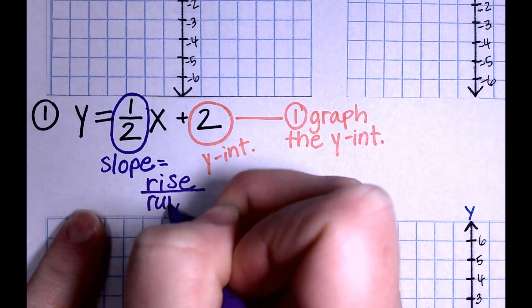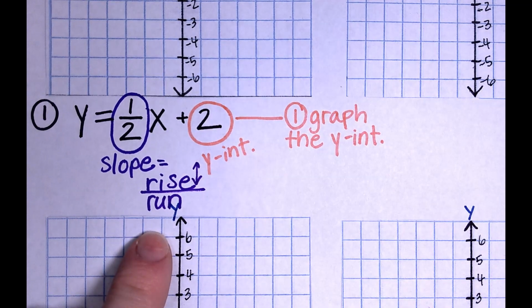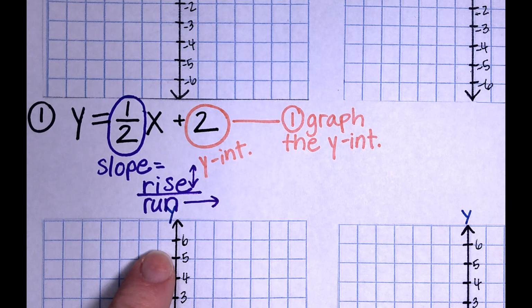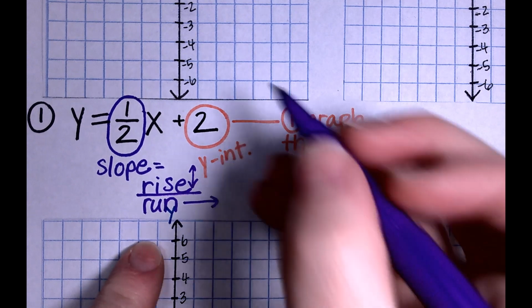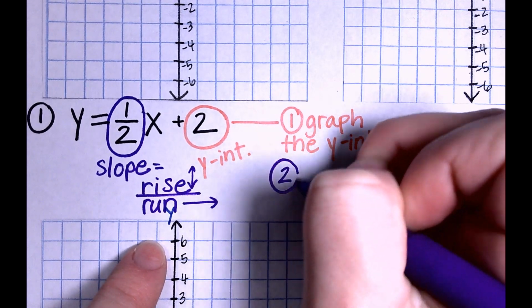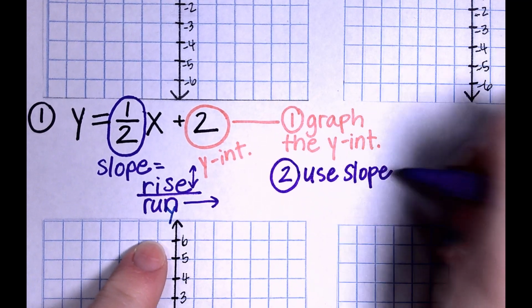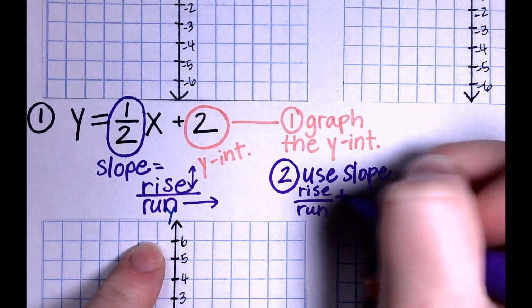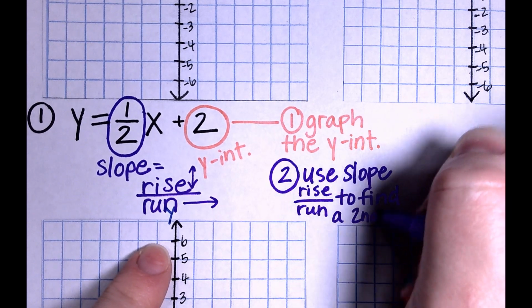over run. Rise tells us how far up or down to go. Run tells us how far to the right to go. We're pretty much always going to go to the right for run. So, step 2, use slope, rise over run, to find a second point.